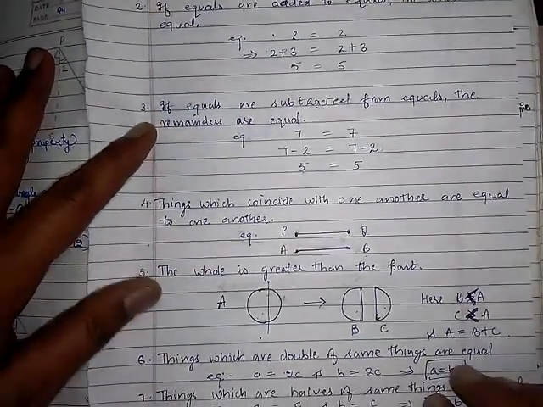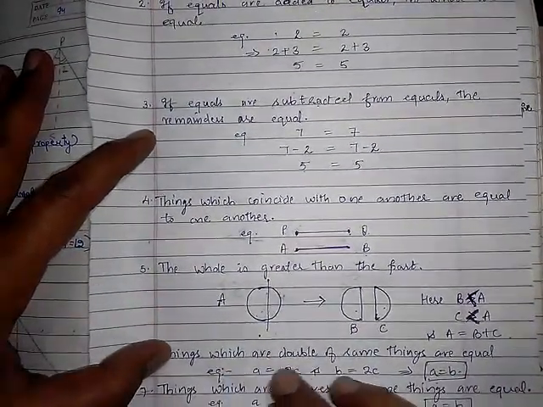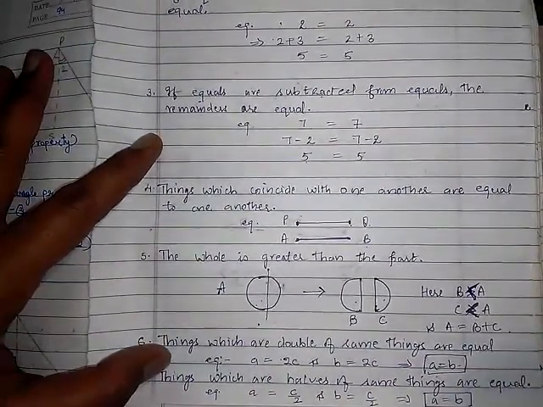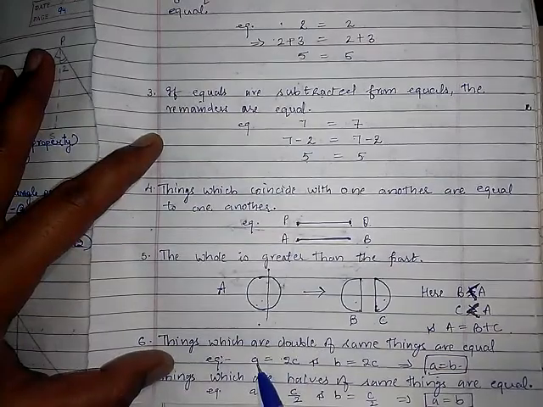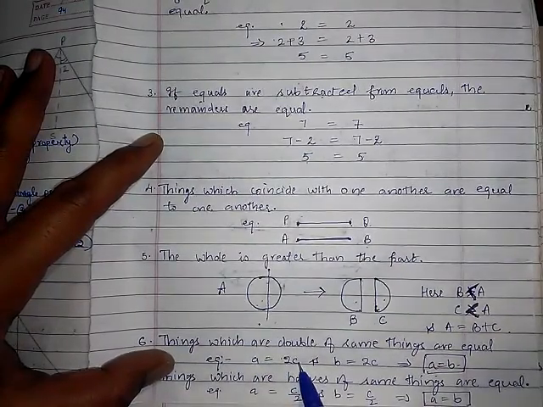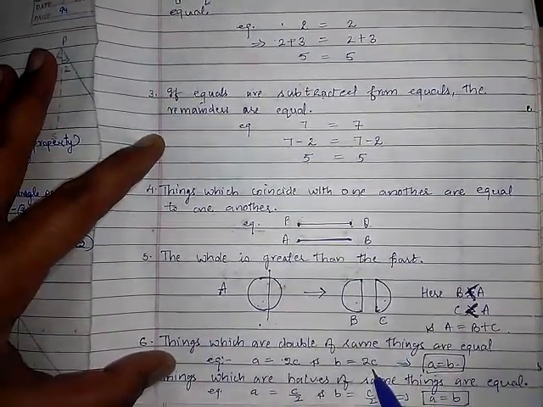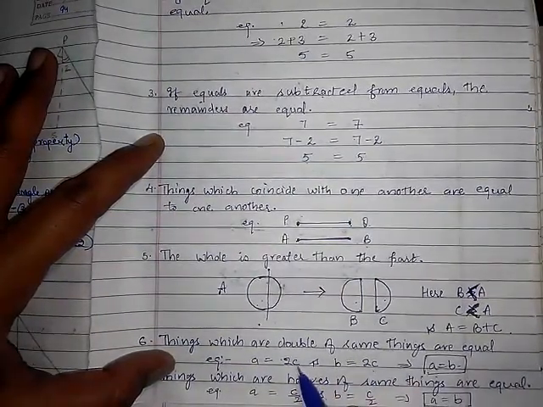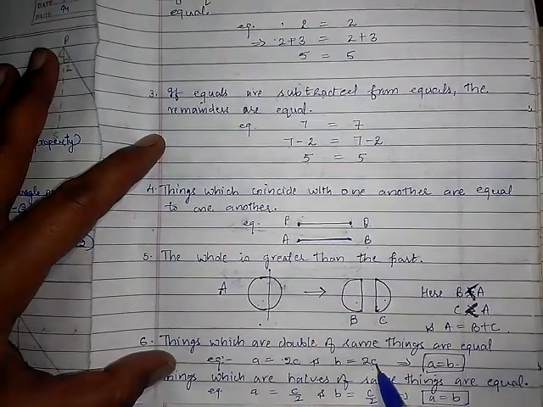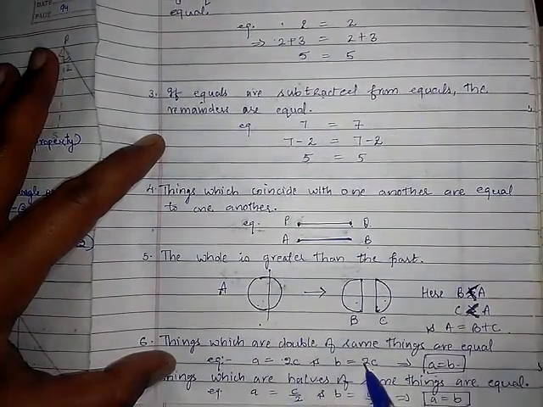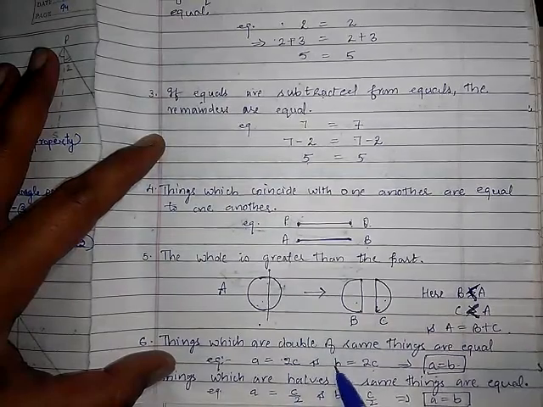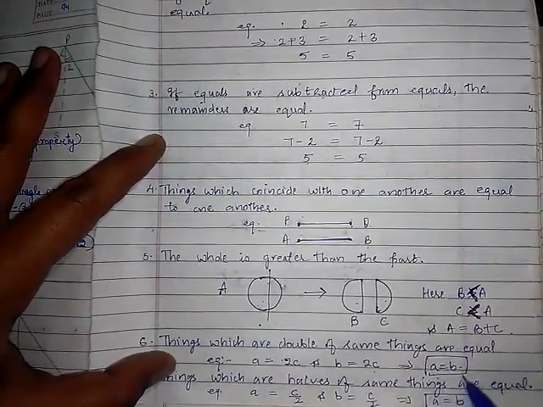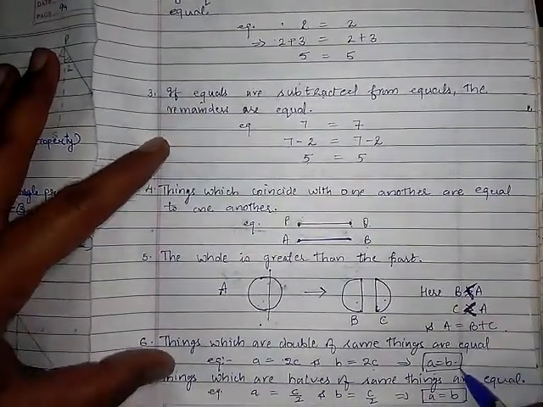Okay, after that come to the sixth one. Things which are double of the same thing are equal. Suppose A is equal to 2C and another quantity B is also equal to 2C. What they are saying is, things which are double of the same thing. The same thing is C, and double of it is 2C, 2C. So two things which are equal to double of the same thing will be equal to each other. Meaning A will be equal to B, right?